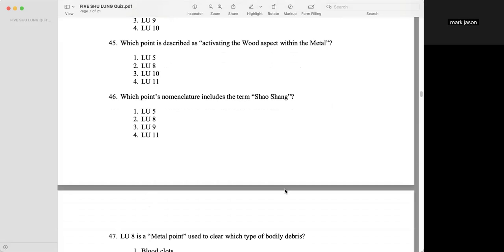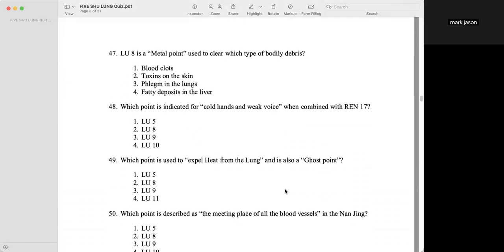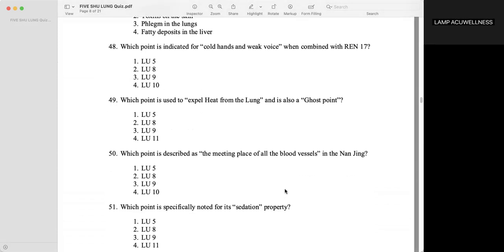Lung 11. Which point's nomenclature includes the term Shaoshang? Lung 11. Lung 8 is a metal point used to clear which type of bodily debris? Toxins on the skin. Which point is indicated for cold hands and weak voice when combined with Ren 17?